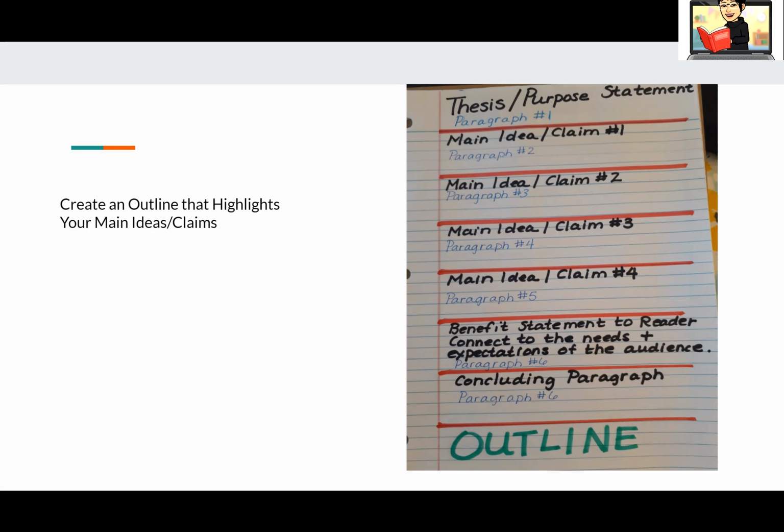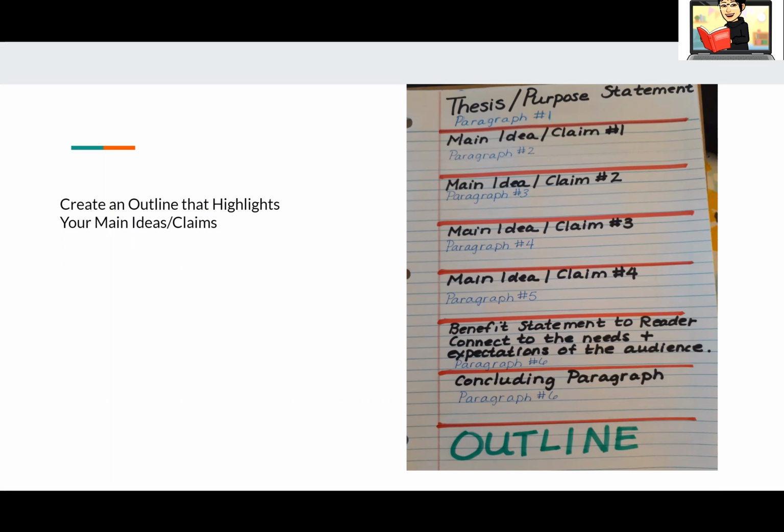And I do this every time I write. I outline how many paragraphs I'm going to need, and I outline what my main ideas for each paragraph will be. So this is a blank document that you can use to fill in. So you can make your own worksheet by hand, or you can make your own worksheet on your computer.